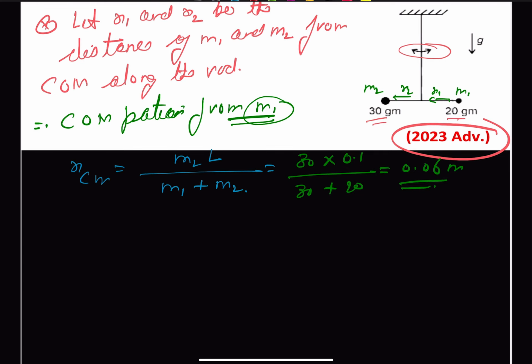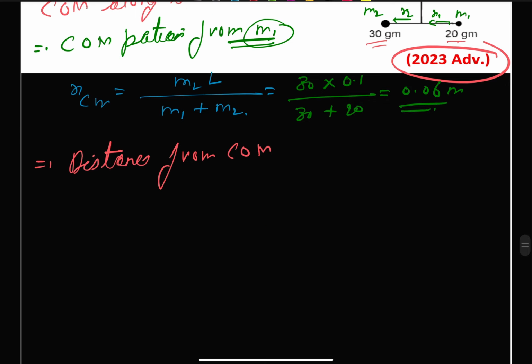Now we can find out the distances of our center of mass. So we can say distance from center of mass, that is our R1, will be equal to xCM, which is equal to 0.06 meters, and our R2 will be equal to L minus xCM, and L is our 0.1, this is 0.06, so we get our R2 is equal to 0.04 meters.